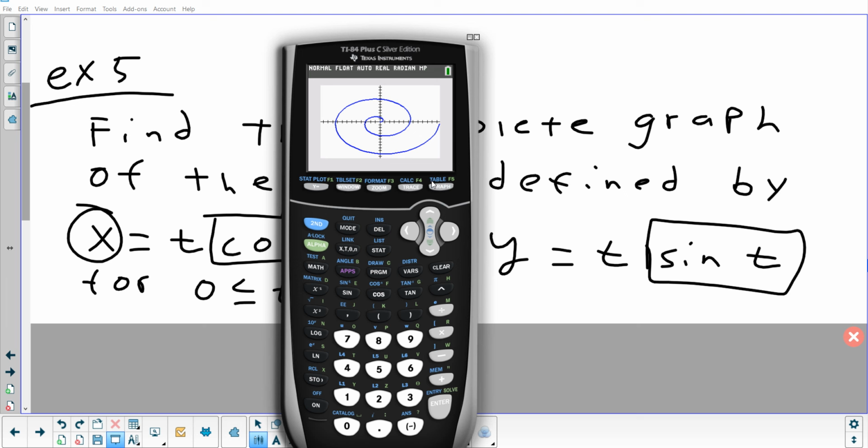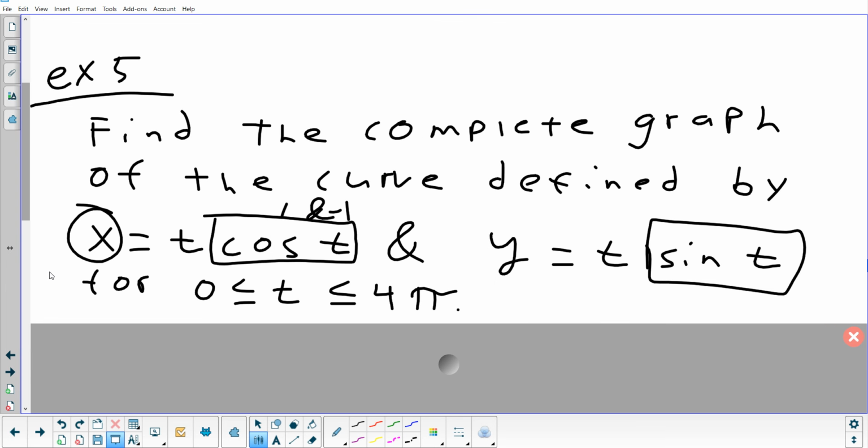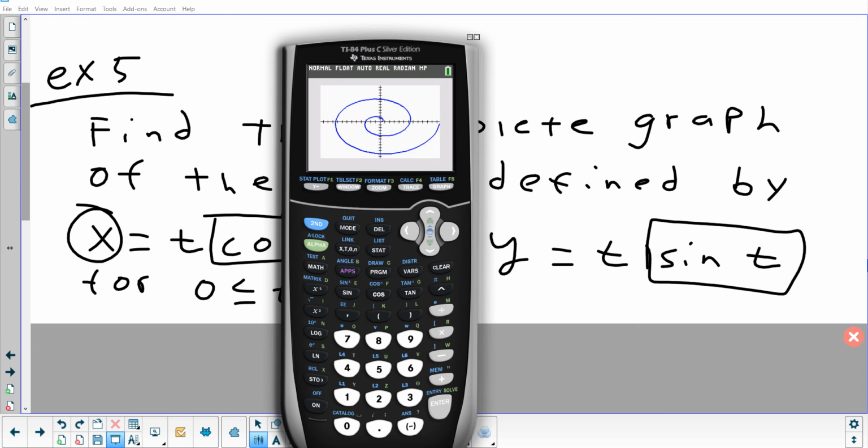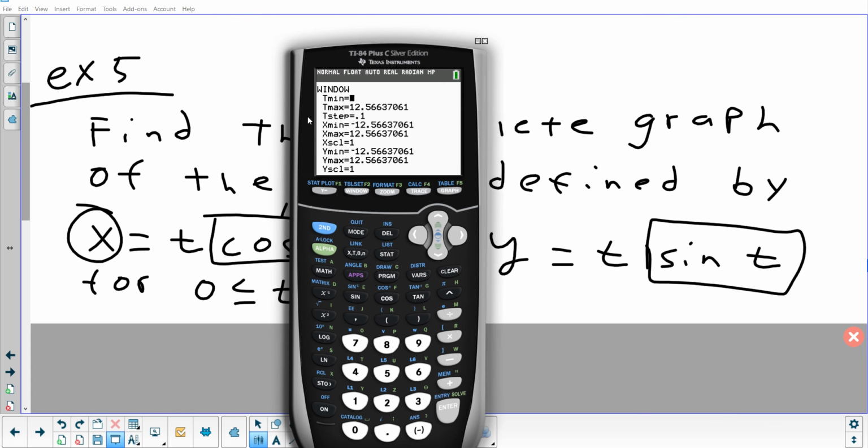So this is the picture of a spiral. A spiral is basically a circle where the radius constantly grows. Gets bigger. That's a spiral. So in the homework, when they ask you to find a complete graph, I just need you to tell me what you used for the t values, the x values, and the y values. It used to just be the x and the y. Now I need to know the t.